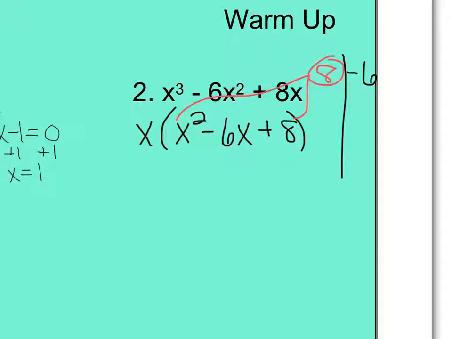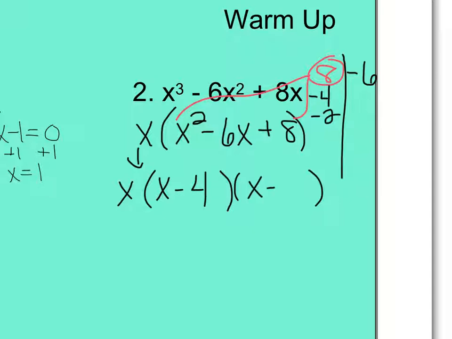In order to multiply to a positive but add to a negative, that means we're going to need to have two negative numbers, and the two negative factors of 8 that would add up to negative 6 should be negative 4 and negative 2. We can put that directly into parentheses since this is the shortcut one, so we bring down the x from the outside, my two parentheses, x minus 4 and x minus 2.